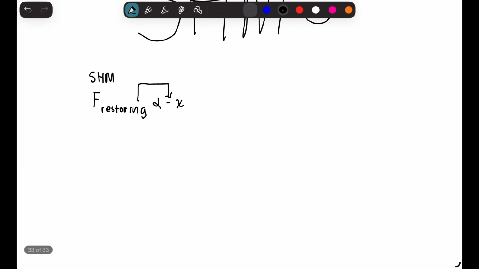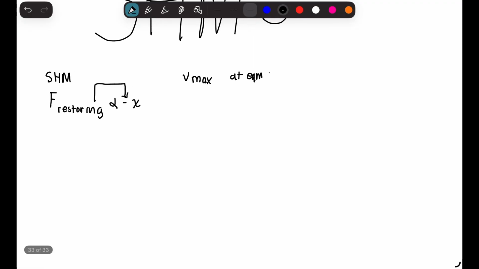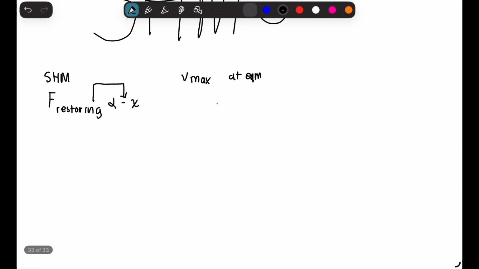Let's also talk about when the speed is the max. So you're going to have v max at equilibrium. And when is our acceleration going to be max? That is going to be at your maximum displacement.